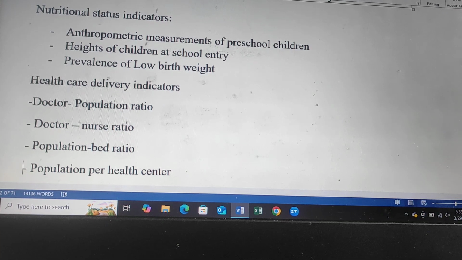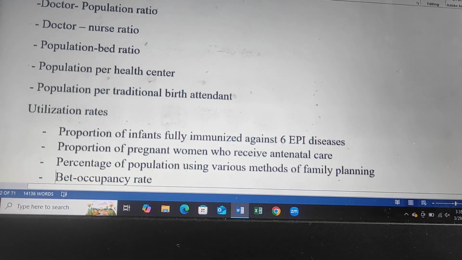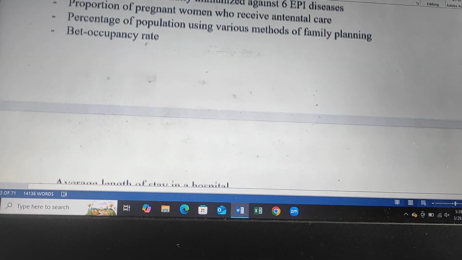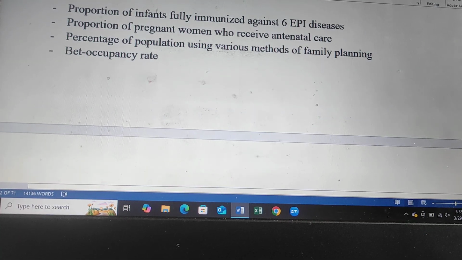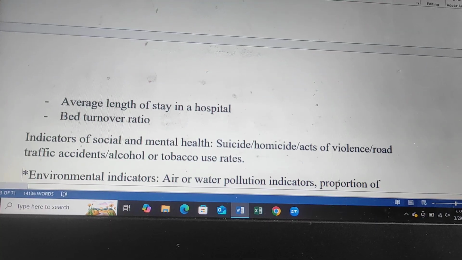Healthcare delivery indicator: doctor population ratio, doctor nurse ratio, population bed ratio, population per health center, population per traditional birth attendant, utilization rate. Proportion of infants fully immunized against 6 EPI diseases, proportion of pregnant women who receive antenatal care, percentage of population using various methods of family planning, bed occupancy rate. Average length of stay in a hospital, bed turnover ratio.